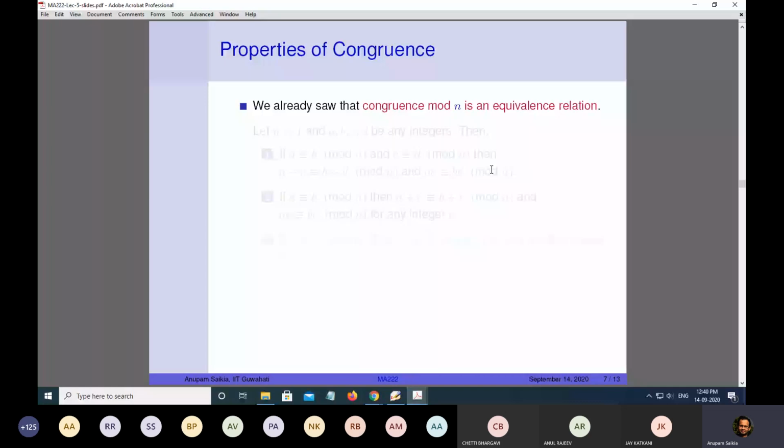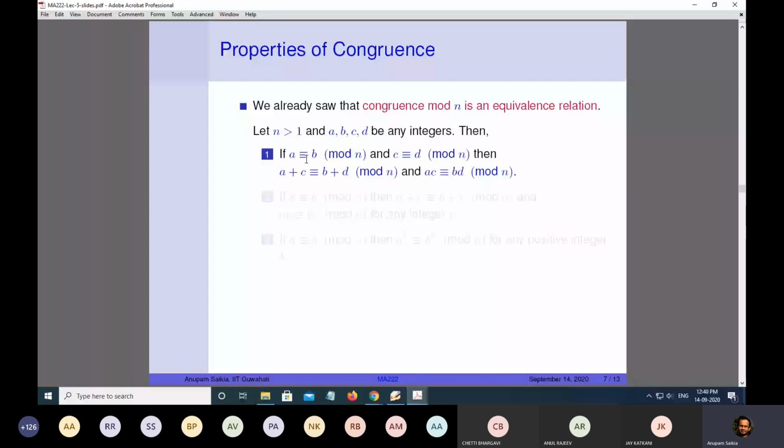Now we are saying properties of congruence. We already saw that congruence modulo n is an equivalence relation. In addition to that, it behaves nicely with respect to addition and multiplication. What do I mean by that? If I start with two pairs, A is congruent to B and C is congruent to D, then A plus C will be congruent to B plus D. And if I take the product AC, it will be congruent to the product of B and D. So it behaves well with respect to addition and multiplication.